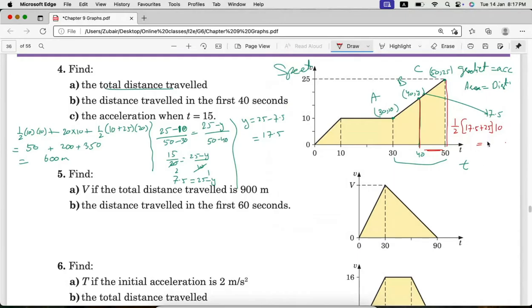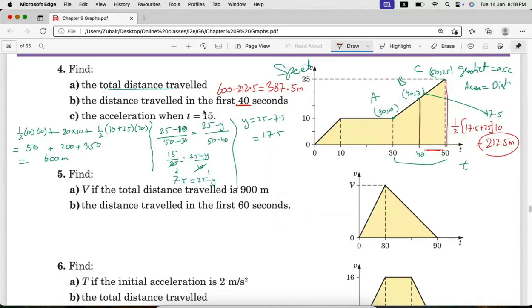I'm getting 212.5. So the question was distance in first 40 seconds. So full is 600. We subtract this. 600 minus 212.5 is 387.5 meters.